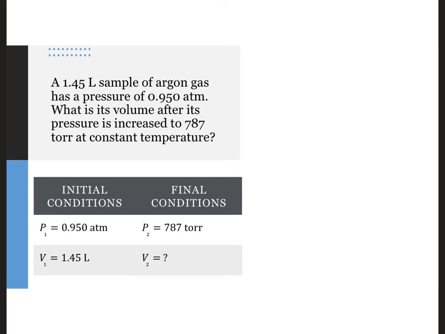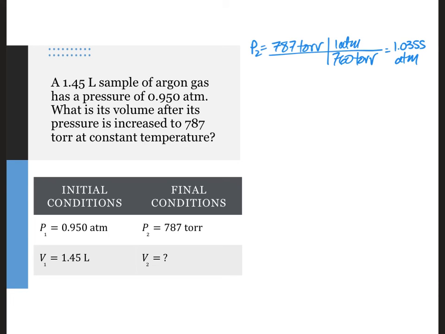A 1.45 liter gas sample has a pressure of 0.950 atm. What is the volume after the pressure is increased to 787 torr at a constant temperature? Make sure you convert torr to atm first so that the units cancel, then report your answer to 3 significant figures. Here's the answer. First, we have to convert torr to atm.